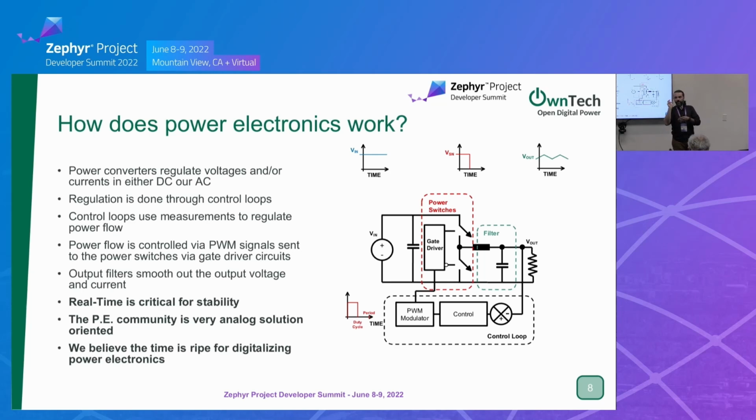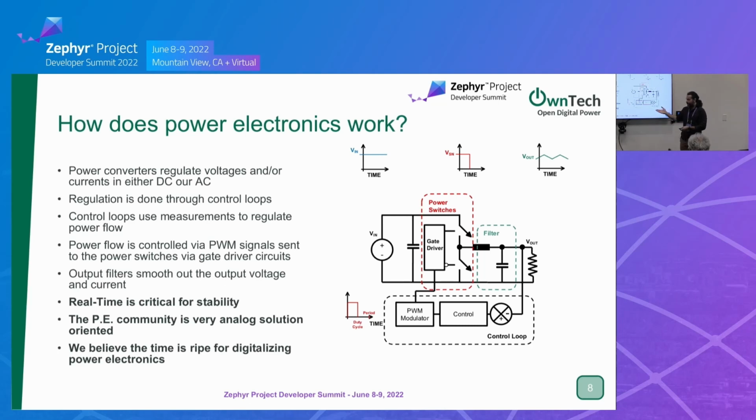The switching frequency period, the period between switching frequencies, is the time that you have to pull off whatever calculation you think you had to do. So we are very time critical. And because this is very time critical, power electronic engineers tend to throw digital stuff out of the window and do everything analog, or at least try to go analog as much as they can before they reach the digital realm.